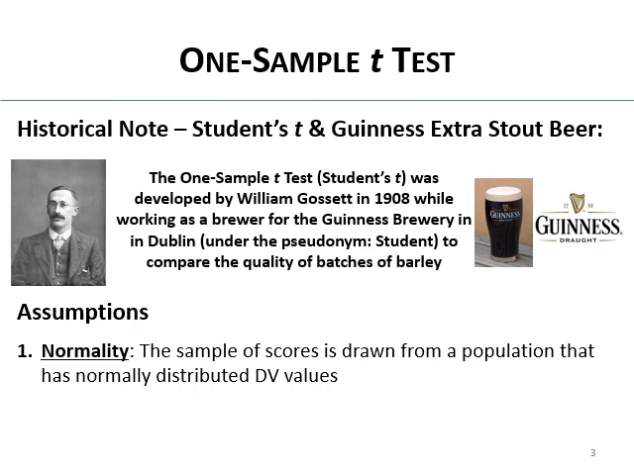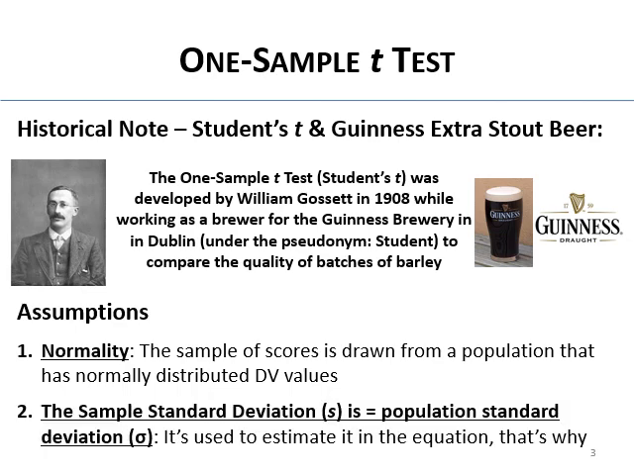So how do we test that, or how do we really look at that? Are the scores normally distributed? So we look at the skewness coefficient. The second one is that the sample standard deviation, which is based on your little sample, is a good approximation of the population standard deviation. It's used to estimate it in the equation, so that's why. It's just sort of an assumption that should be true for this to work.